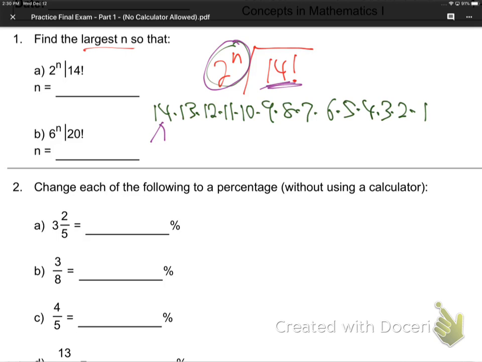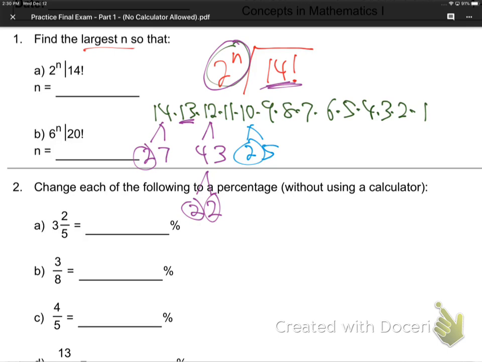So let's take a look. 14 is 2 times 7. There's 1 two. 13 doesn't have any 2's. 12 is 4 times 3, and 4 is 2 times 2. There's 2 more 2's. You with me so far? I've got 3 2's already. Let's go to the 10. The 10 is 2 times 5. There's another 2. Notice I'm skipping the odd numbers. They don't have any 2's.